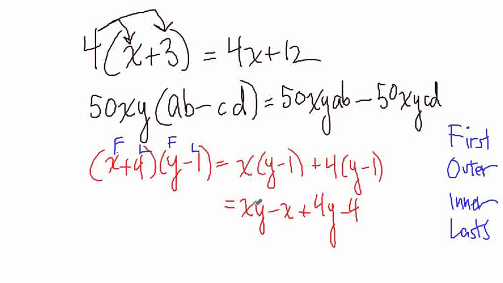So notice that the XY is a product of the firsts. That's how you get the F in FOIL. Notice that the -4 is a product of the lasts. That's how you get the L in FOIL. And now the outer and inner. The outers: you want to look at the term on the extreme left and the term on the extreme right. So the X and the -1.